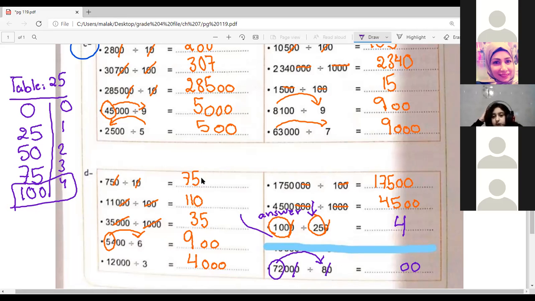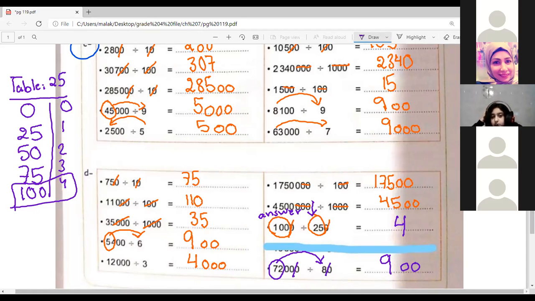Second number, who with table 8? Which number gives us 72? 9. Bravo, Hadil. Thank you. So the answer is 900. It's so easy, 900. Just, you have to pay attention to the zeros. That's easy. Yeah. Please copy them.